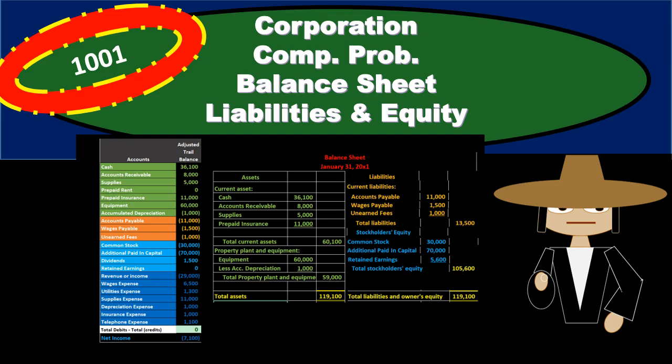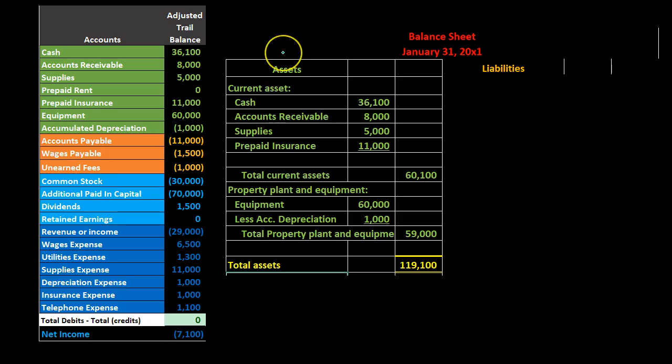In this presentation, we will continue on with our corporation comprehensive problem, focusing in on the liabilities and equity section of the balance sheet. Last time, we had created the assets section of the balance sheet from our adjusted trial balance. Our goal here is to convert this adjusted trial balance to a plus and minus format. In other words, once we find a home for all of these accounts on the adjusted trial balance, we will be in balance. How do we know that?